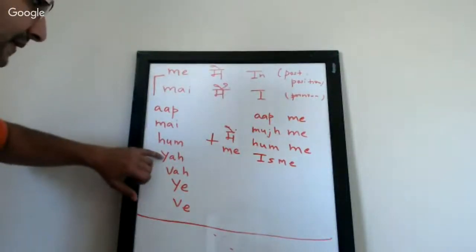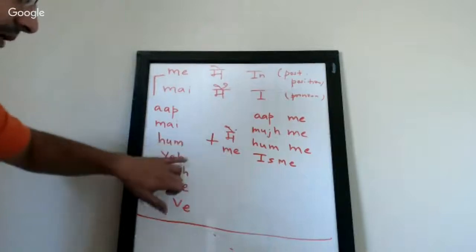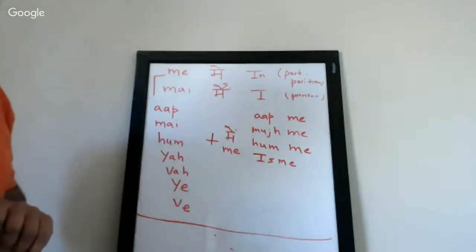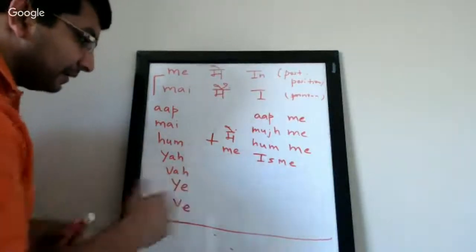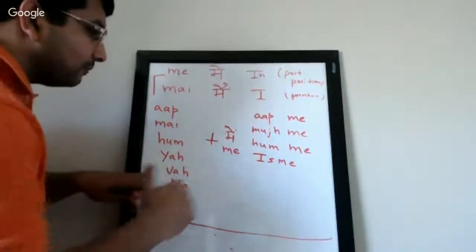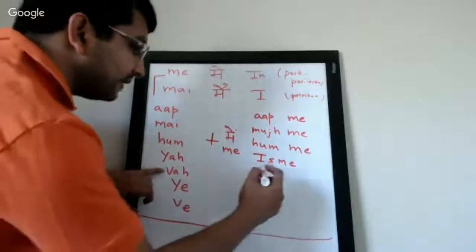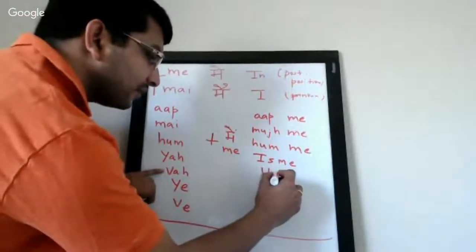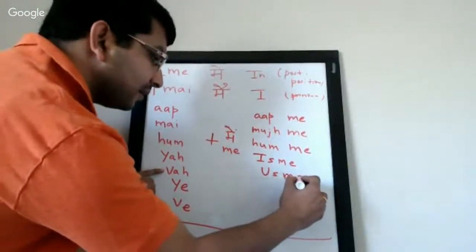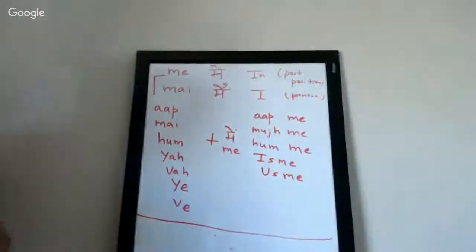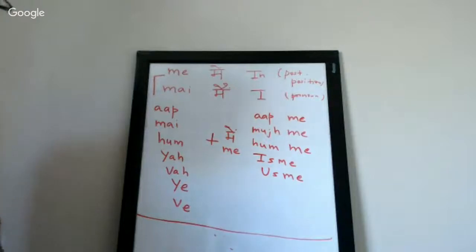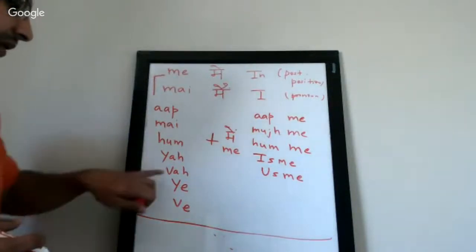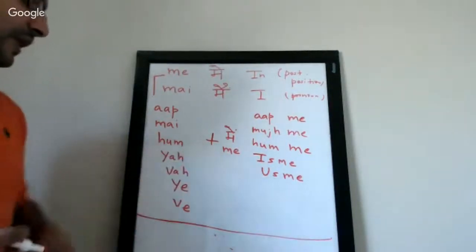Yah is this, but in the oblique case, yah becomes is, right? Similarly, vah is that, right? But when you use the oblique case with mein, it will be usme, right? It will be us class mein, us game mein, us basketball tournament mein. So vah plus mein is usme.